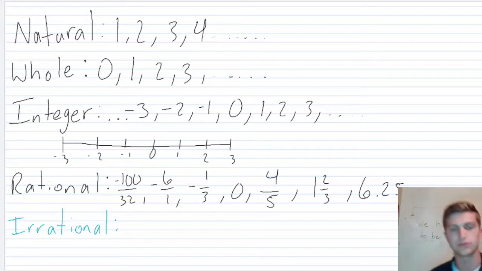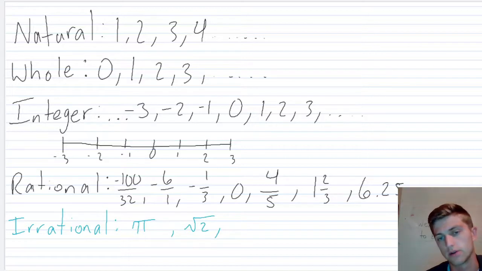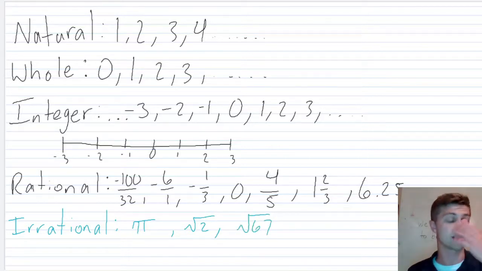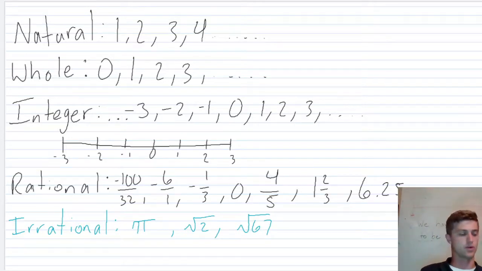Some examples of those are pi and square roots, the main examples you'll see. Pi can never ever be written as a fraction no matter how hard you try, and neither can the square root of 2 or the square root of 67. These are things that if we tried to write them as a fraction, we could not, even if we wanted to. So in the summary, we'll go back.